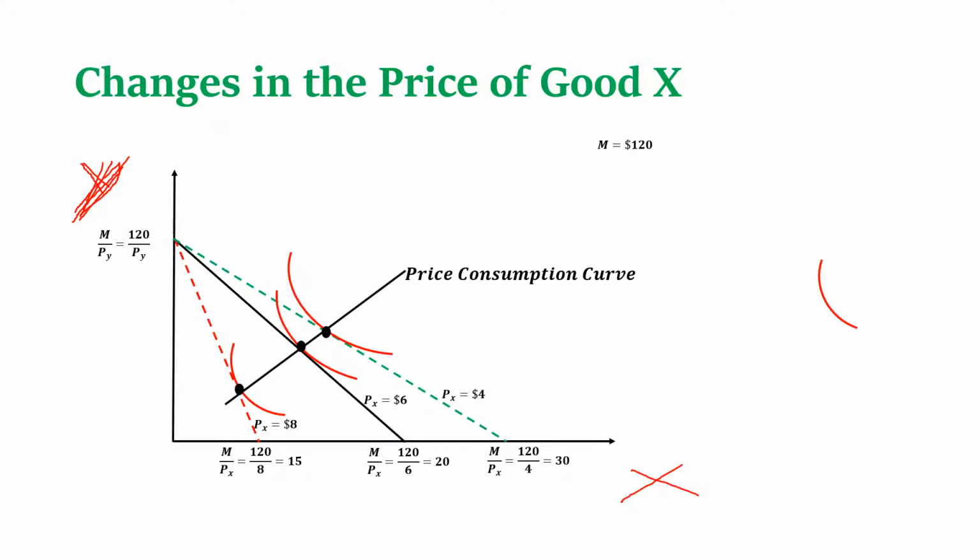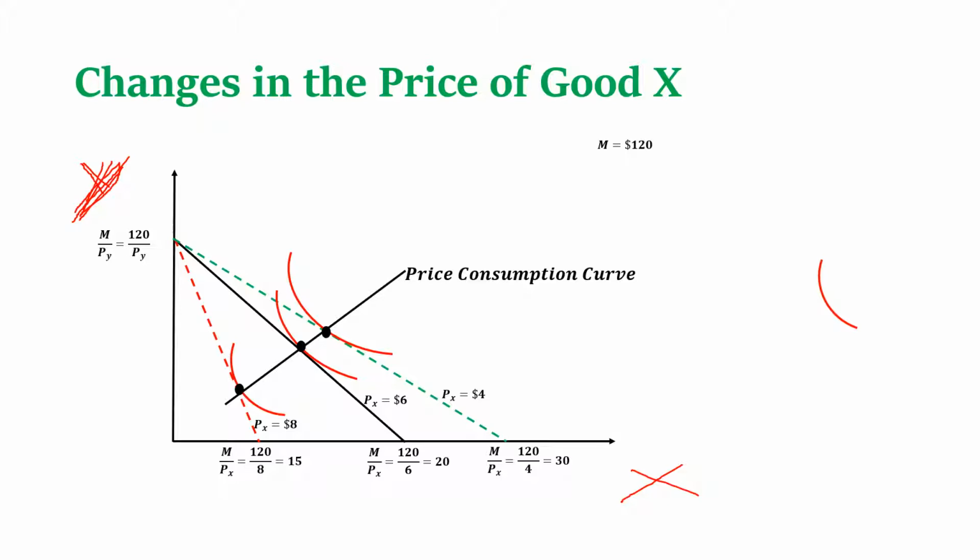Now, if the price of good X increases, if it increases to $8, what will happen here? It means the consumer's welfare has reduced, right? So the budget line is going to rotate inwards here, as you can see, for an increase in price.